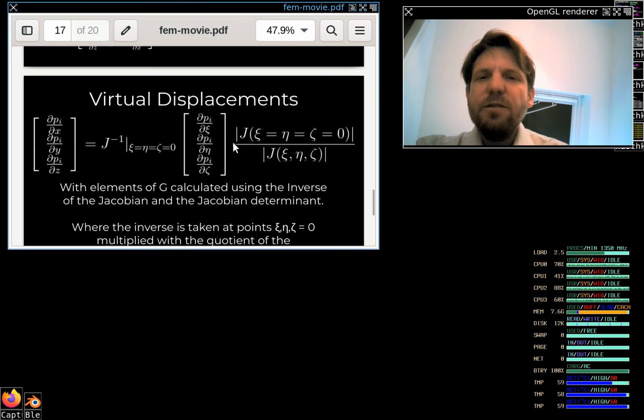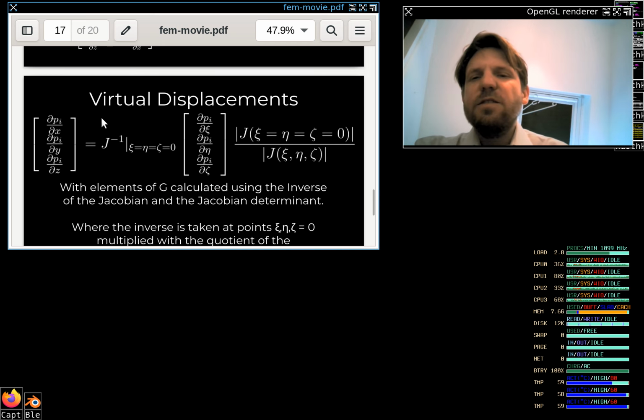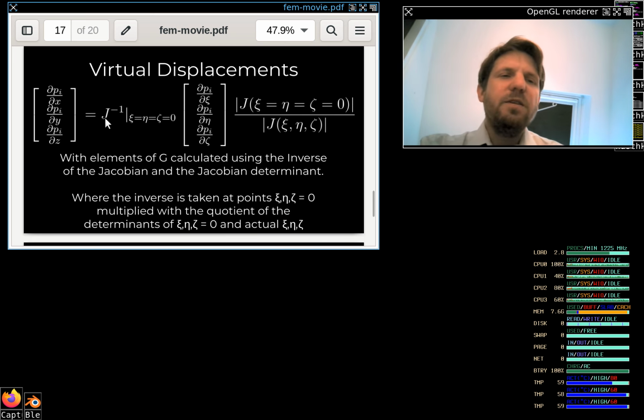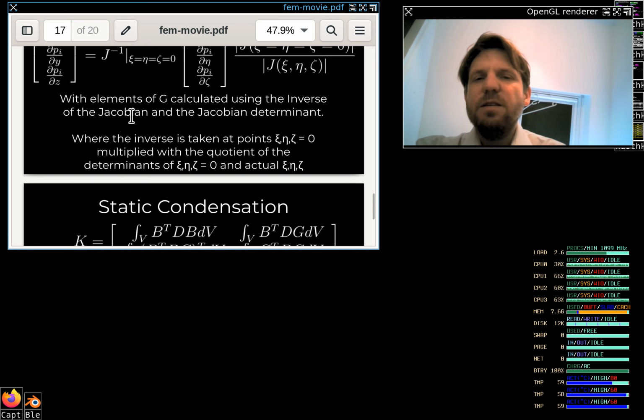Look very well how this is calculated. So this is the Jacobian inverse evaluated at 0 times the Jacobian evaluated at 0, divided by the Jacobian at the current point, and this basically transforms this TPI in xi eta to this TPI derivative with respect to x, y, z that we plug into this G matrix. But the story doesn't stop here. All of this is just done to have small correction factors to our calculation, to perform the calculation easier. Let's say it like this.